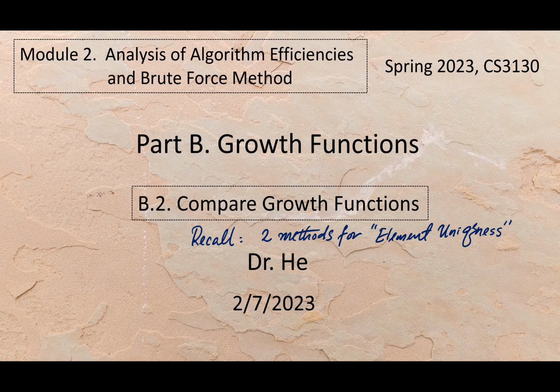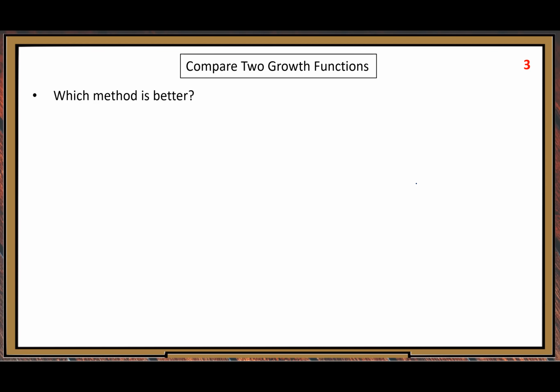But we compare their growth functions, because we just learned those growth functions. So here, for simplicity, we just compare their growth functions. All right, so let's do that. Compare two growth functions for those two methods. Which method is better? We want to get an idea here.